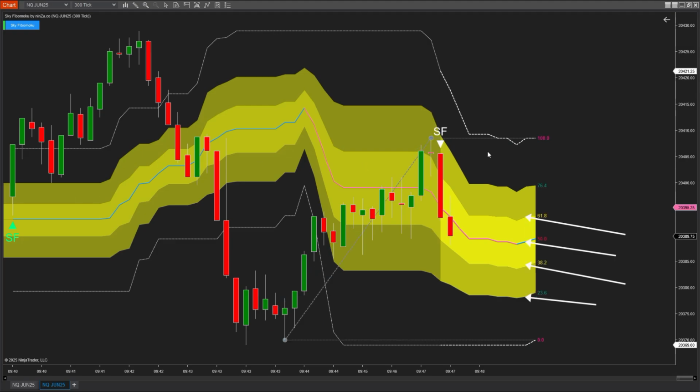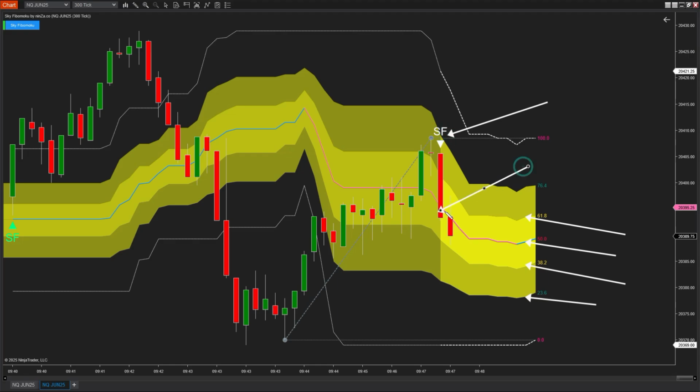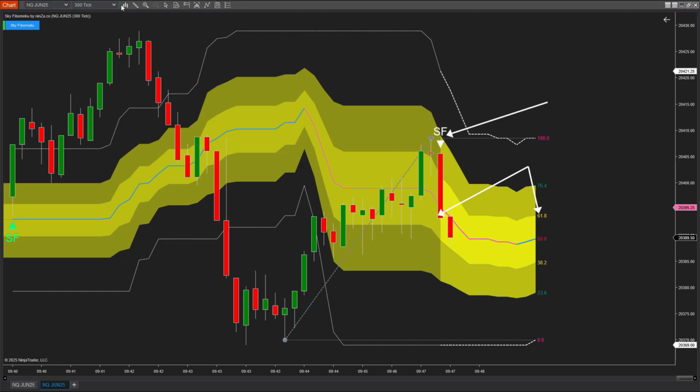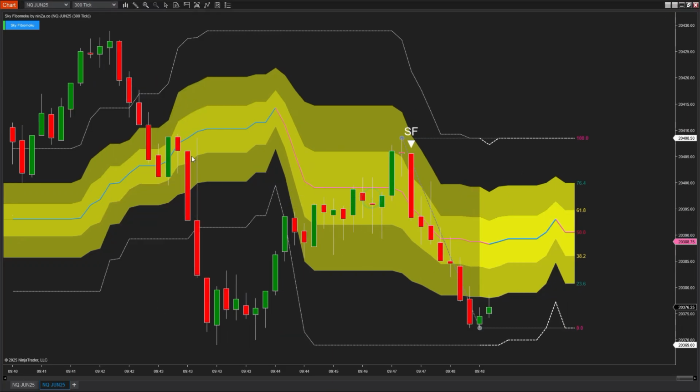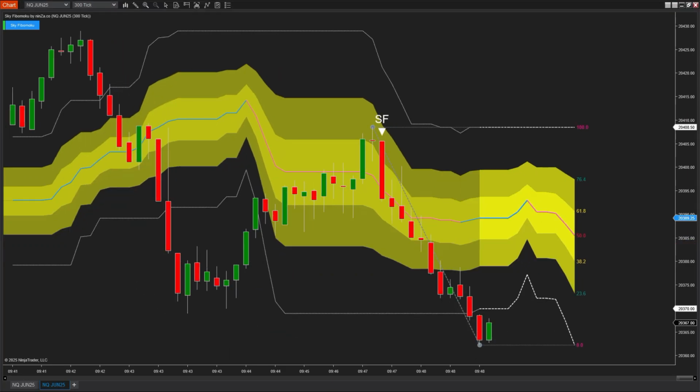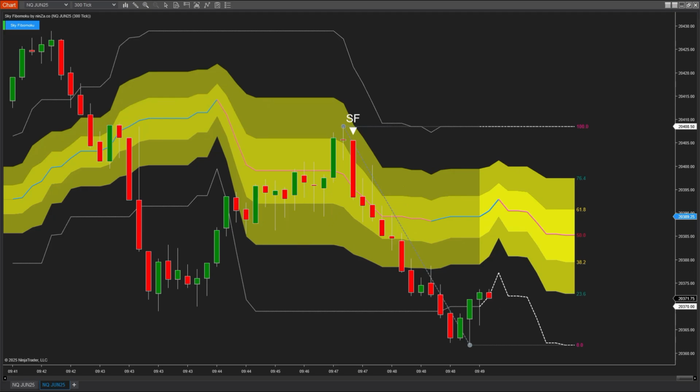More specifically, 23.6% in a downtrend corresponds to 76.4% in an uptrend. 38.2% in a downtrend corresponds to 61.8% in an uptrend. 50% remains the midpoint symmetry level. 61.8% in a downtrend corresponds to 38.2% in an uptrend. 76.4% in a downtrend corresponds to 23.6% in an uptrend. This natural symmetry allows traders to identify key reaction zones in both directions without needing to modify their Fibonacci-based strategy.